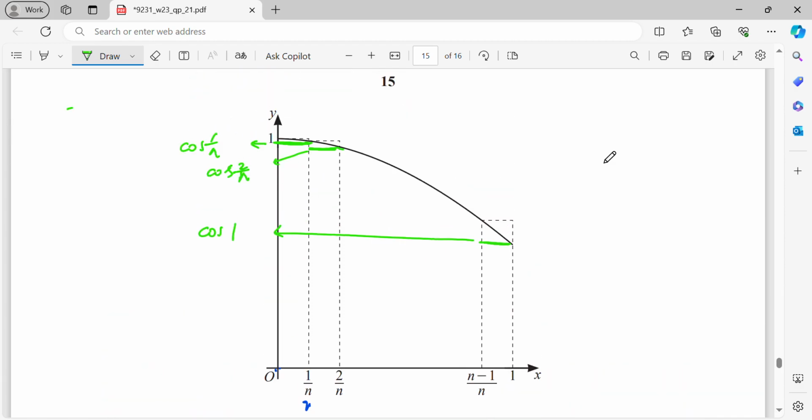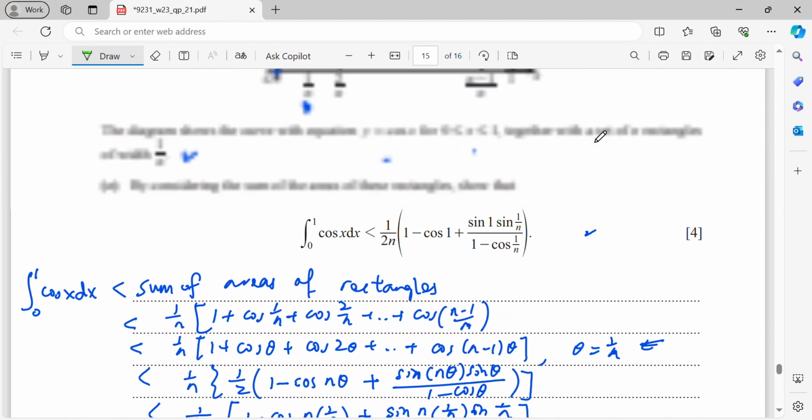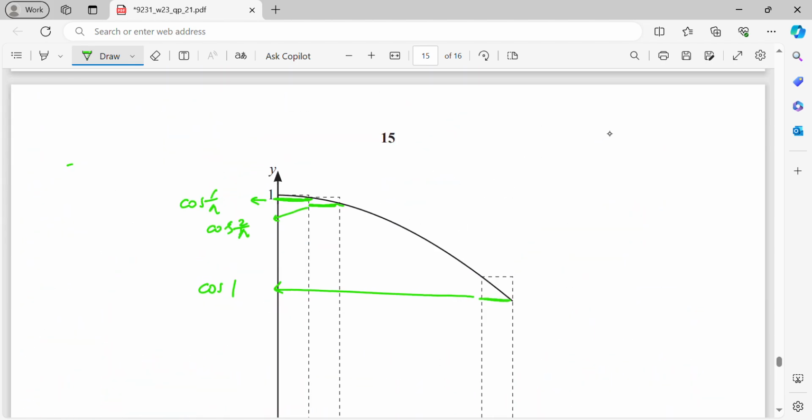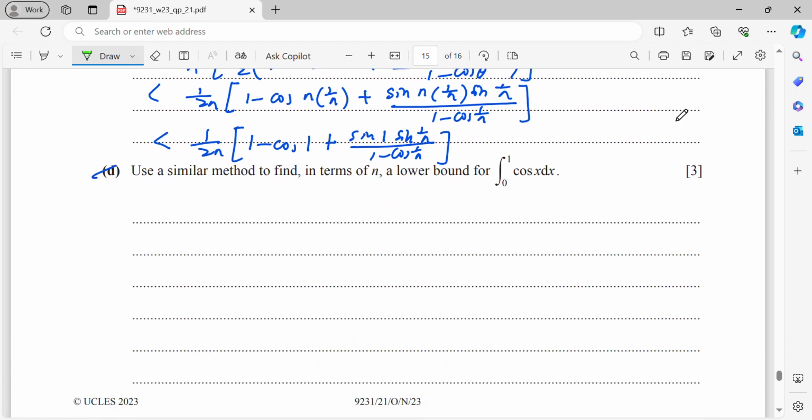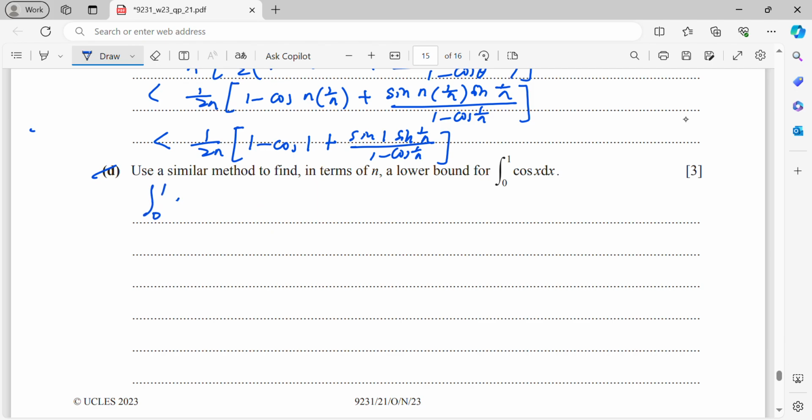Okay, but then the width is still the same. So it means that now when you look at here, obviously the integration of my graph will be greater than the sum of the areas of the rectangles. Right, so here I will write: integration from 0 to 1 of cos x dx is greater than the sum of the areas of the rectangles.